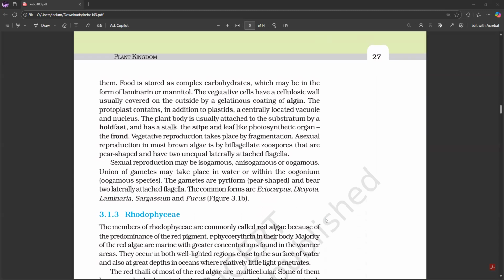The vegetative cells have a cellulosic wall, usually covered on the outside by a gelatinous coating of algin. The protoplast contains, in addition to plastids, a centrally located vacuole and nucleus. The plant body is usually attached to the substratum by a holdfast, and has a stalk, the stipe, and leaf-like photosynthetic organ, the frond. Vegetative reproduction takes place by fragmentation.